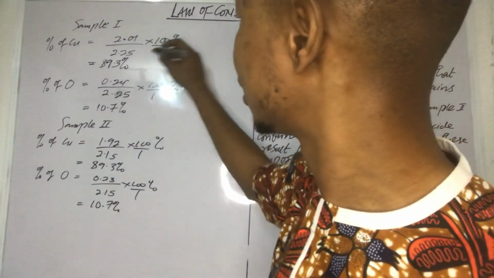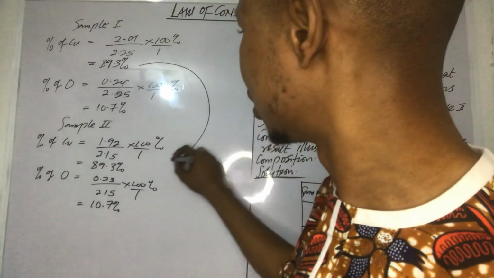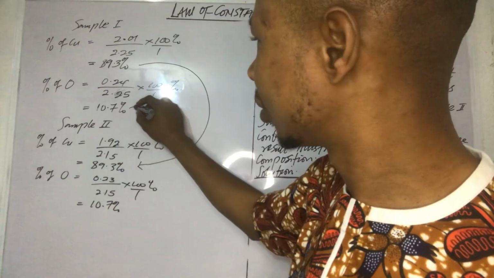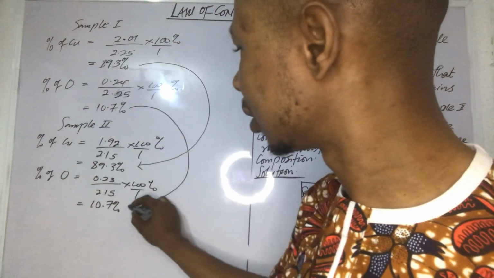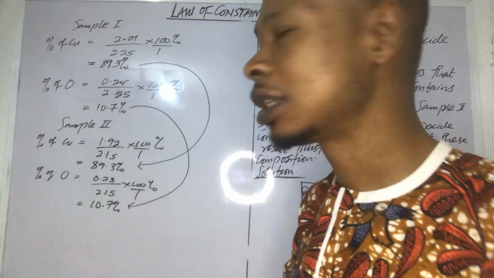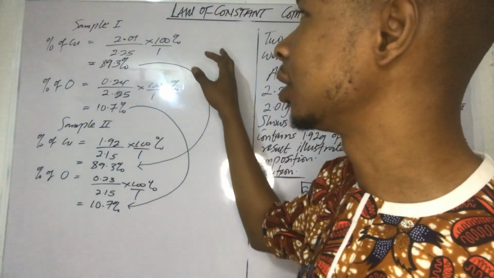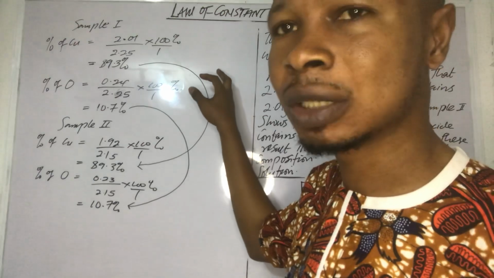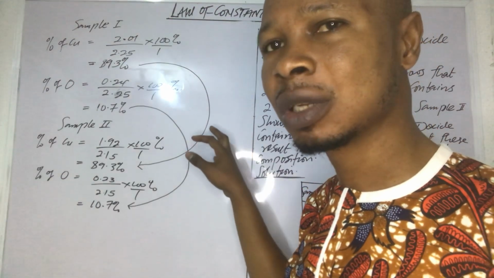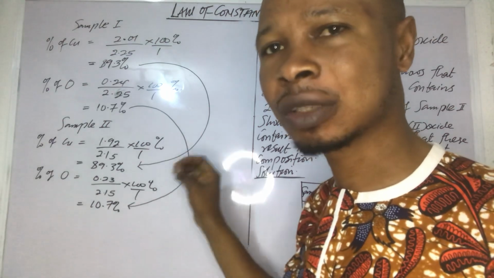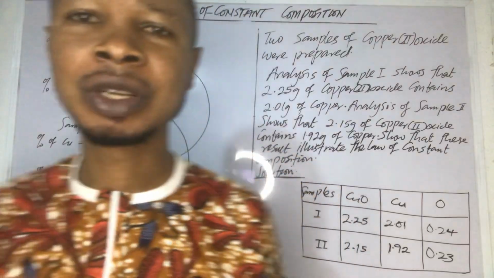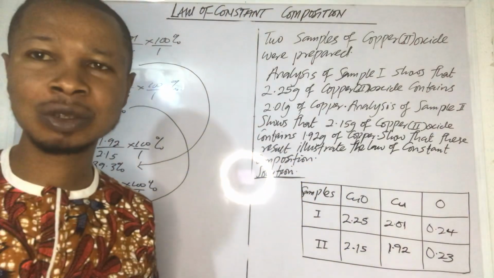Percentage of copper in sample 1 is the same with percentage of copper in sample 2. Percentage of oxygen in sample 1 is the same with percentage of oxygen in sample 2. Since the percentages of the copper and oxygen in sample 1 is equal to the percentages of copper and oxygen in sample 2, therefore the law of constant composition has been verified. So this is how to verify the law of constant composition.